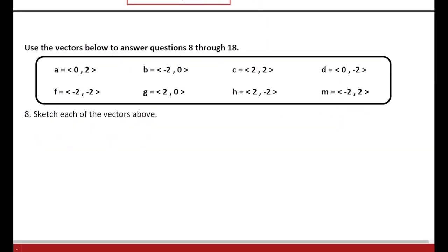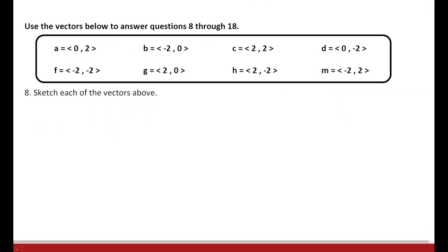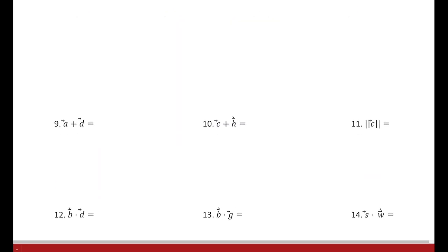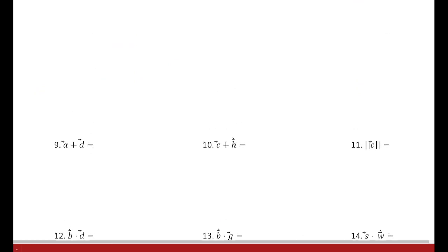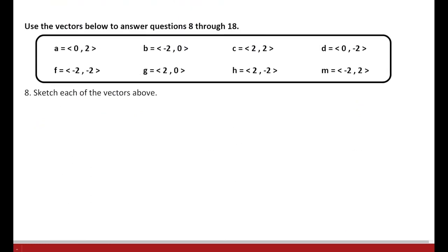Over here on page 2, we are trying to sketch all of these vectors. It says use the vectors below to answer 8 through 18. So it looks like we're going to be answering a bunch of questions regarding these vectors. The first part here is to sketch each one. I'll go through and give myself some labels here. So here's A, B, C, D, and then it looks like I've got F, G, H, and M.